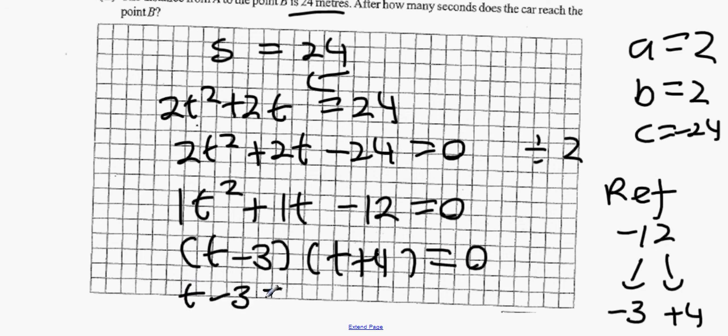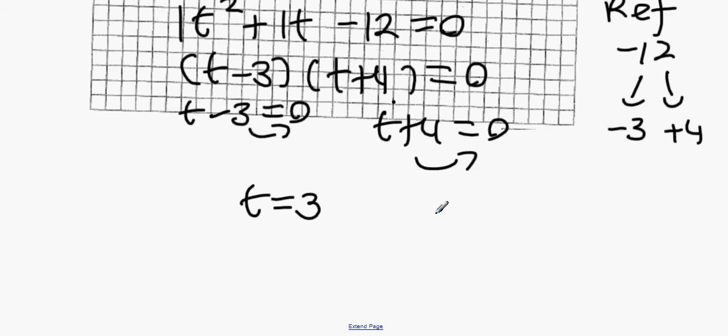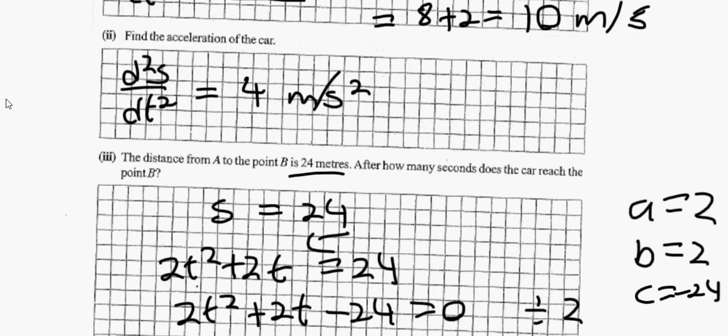Then we get t minus 3 equals 0. Bring over the 3, so t equals 3. Or t plus 4 equals 0, bring over the 4, t equals minus 4 seconds. Remember, time can't be negative, therefore the answer is 3 seconds.